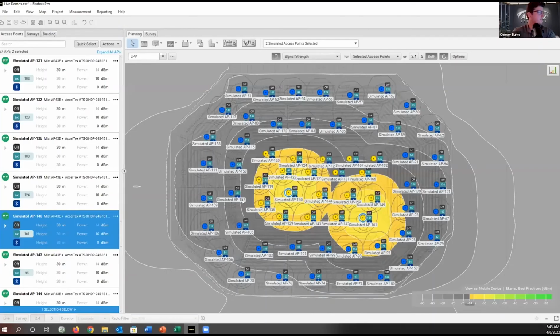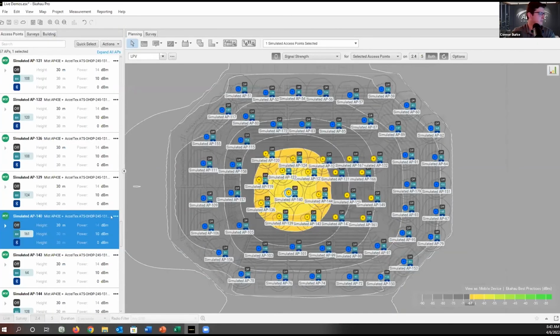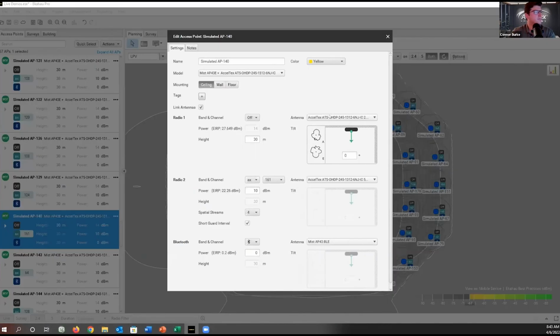So here we're using our outdoor high density patch, which is our 1312. This is a 30 by 30 degree, 13 dBi dual polarized patch antenna. This is a larger high gain patch that's used for farther distances and keeping nice isolated cells. So that's what we're using here in the center of the public venue.